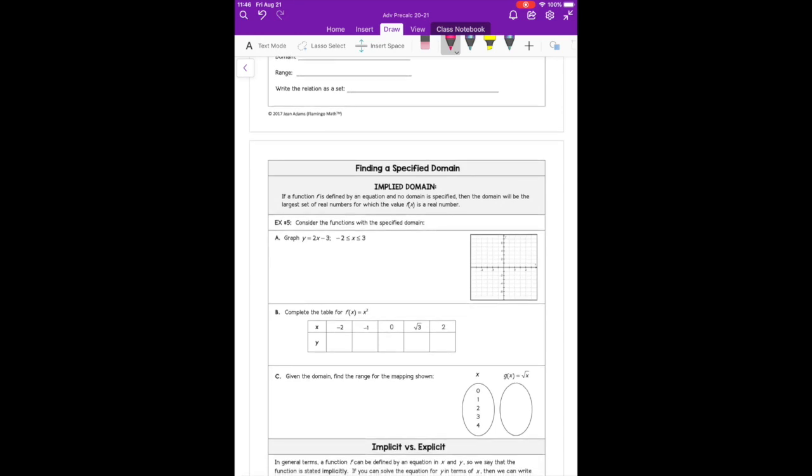So what that's saying is we did a lot of functions where we had all real numbers, or negative infinity to 4, things like that. But you could cut them off so that the domain is only in between -2 and 3, like in this example. But we will talk more about that throughout your notes.